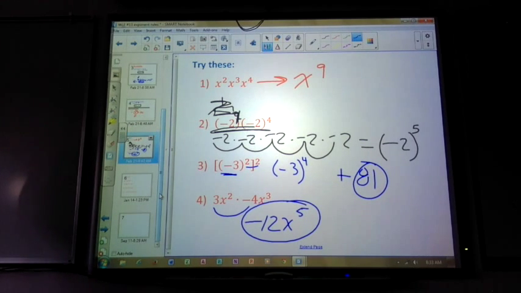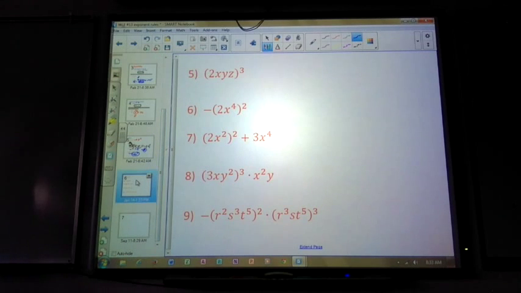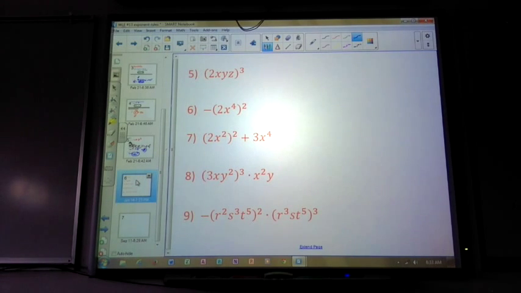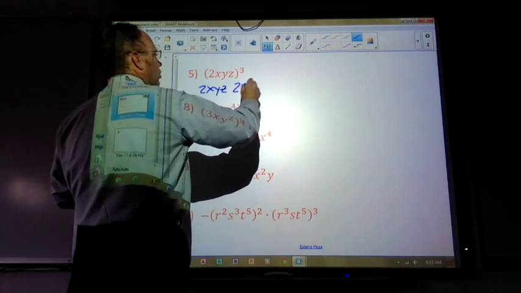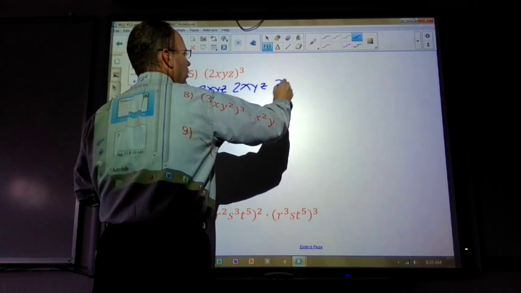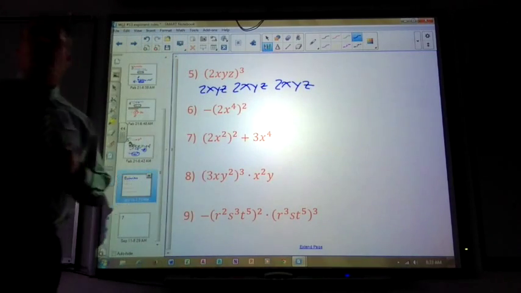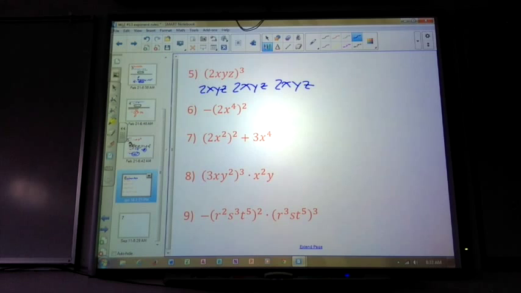Can I go there? Oh boy, oh boy. You ready for this one? All right. 2xyz. That whole quantity is raised to the 3rd power. So how many 2xyz's am I multiplying together? 3. Exactly right. So I have 2xyz, 2xyz, 2xyz. Does that make sense so far? Is that easy to see?